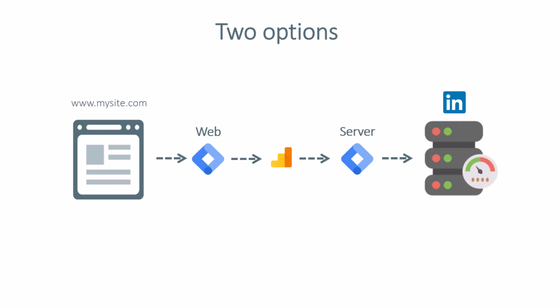So what we have done so far is the first option, where we use the Google Analytics tag and then send data from our server container directly to LinkedIn servers. Now let's take a look at the second option, where we also have the LinkedIn Insight tag in our web container.